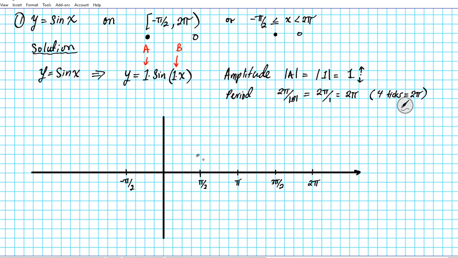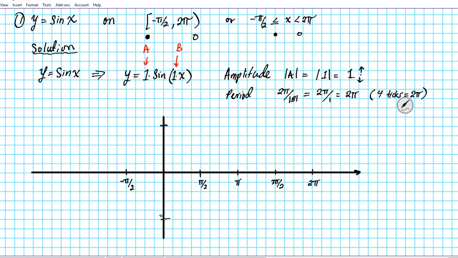Now we're going to go ahead and indicate what our amplitude is. So it's 1 unit up and down. I'm just going to use 5 tick marks. 1, 2, 3, 4, 5. That takes us to the maximum. And that takes us to the minimum.